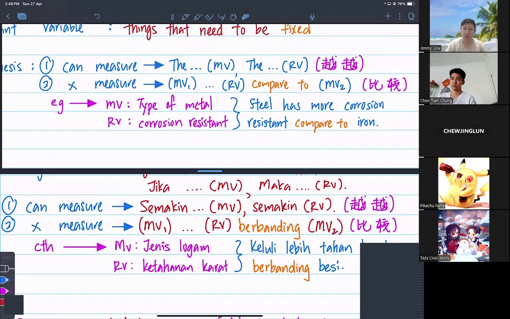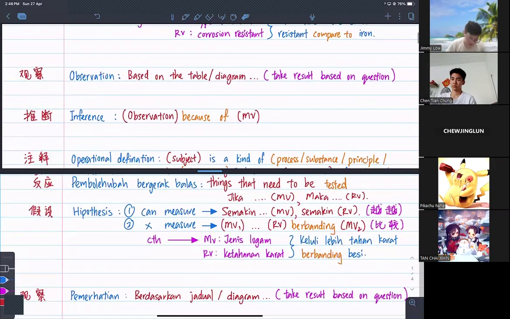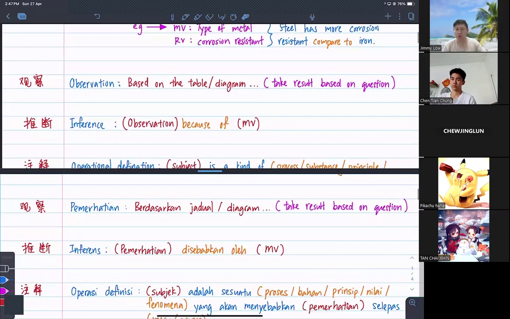Okay, so this is how you deal with the hypothesis stuff lah. All right. So when it comes to the observation, so-called copy and paste lah. Based on the diagram, based on the questions, based on the table, whatever, just based on anything, you write the result or write what you have seen from the experiment. Just write whatever it happens.